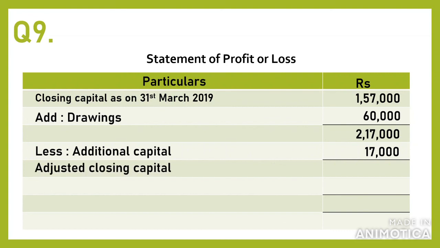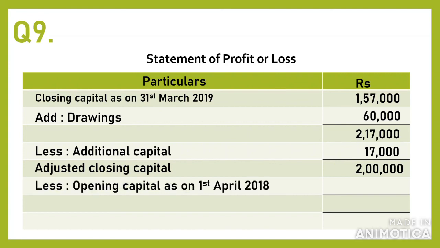Okay, the adjusted capital is 2 lakhs. And then from this, you reduce the opening capital, which again you have found out, the opening capital was 1,93,000. From this, you will get what is the profit for the year. So 2 lakhs minus 1,93,000 will obviously be a positive figure. So which means it is a profit. The profit for the year is 7,000.